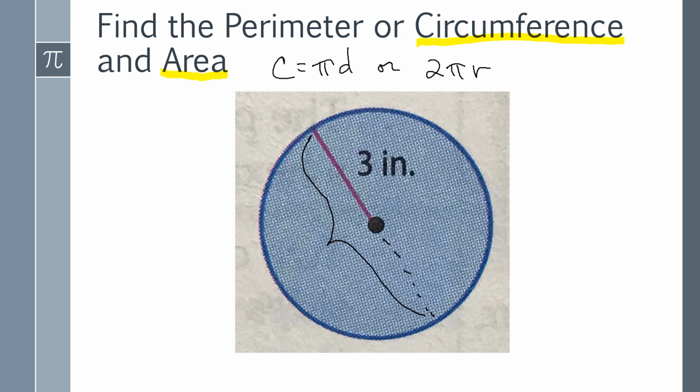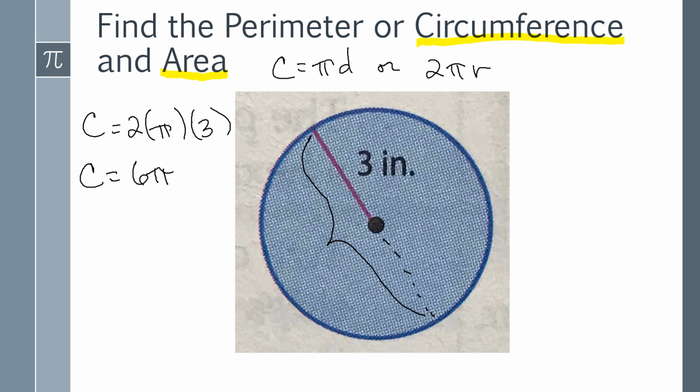Now, when we're given these problems, the questions may ask us to solve for circumference to the nearest hundredth, or we can say just in terms of pi. So in this case, let's solve in terms of pi. So the circumference would be equal to 2 times pi times the radius, which is 3. So the circumference is equal to 6 pi.